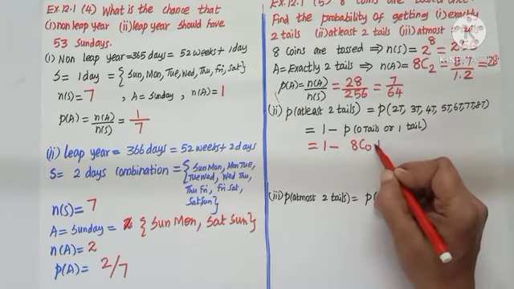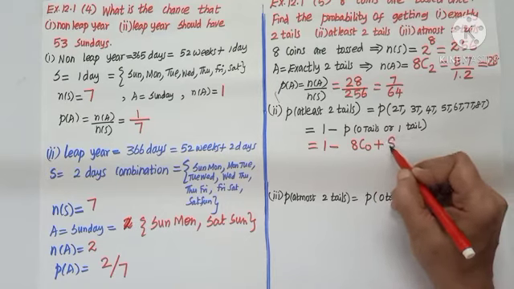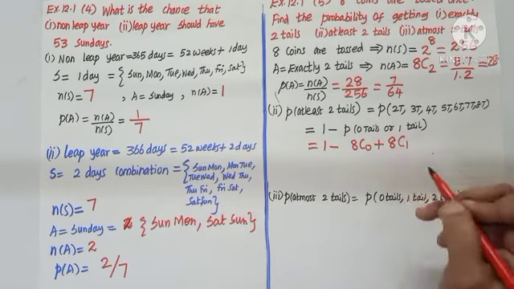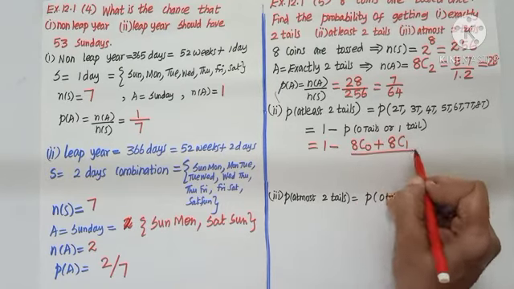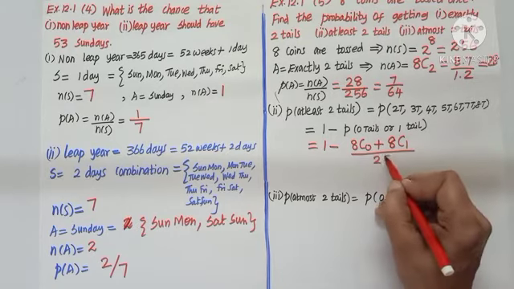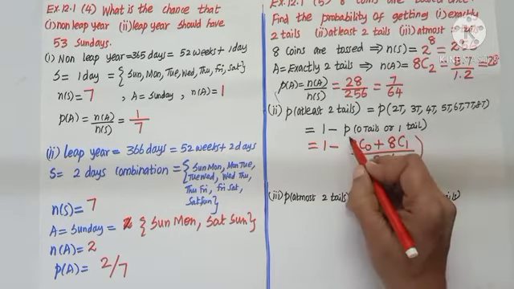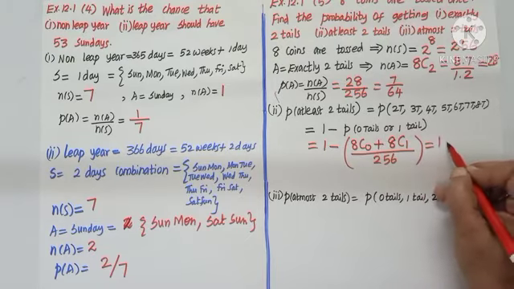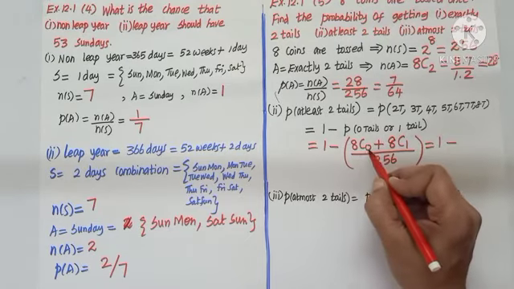Or, so we add it. There are 8 tails. I need 1 tail. The whole thing divided by N of S, which is 256. As I simplify, it is 1 minus 8C0.